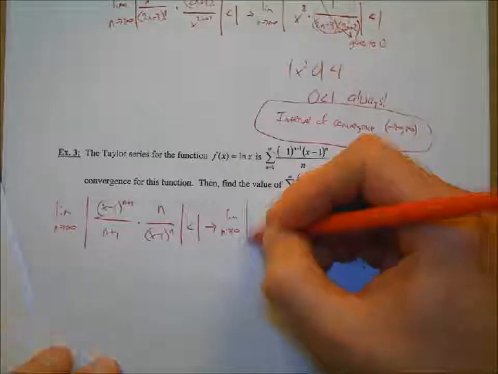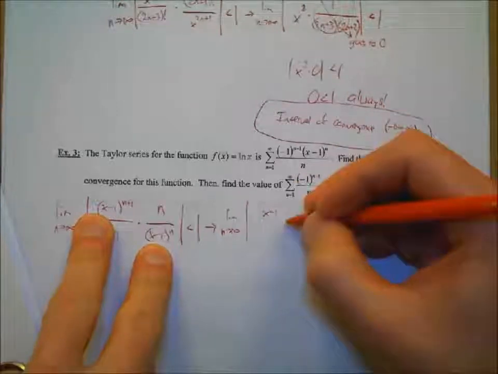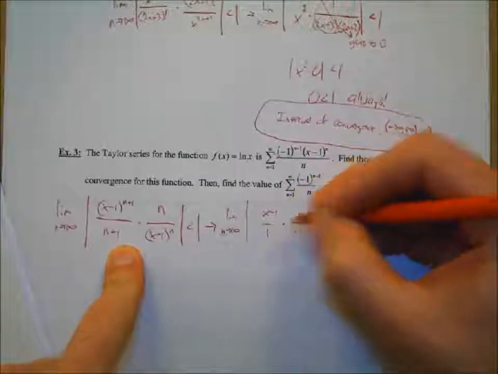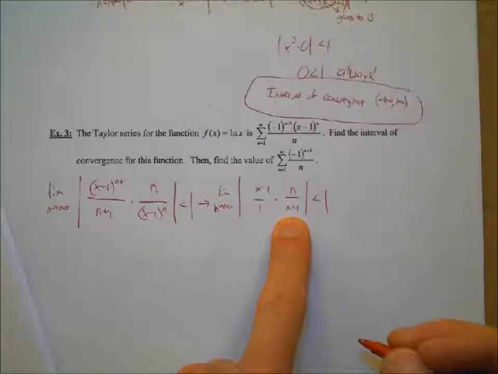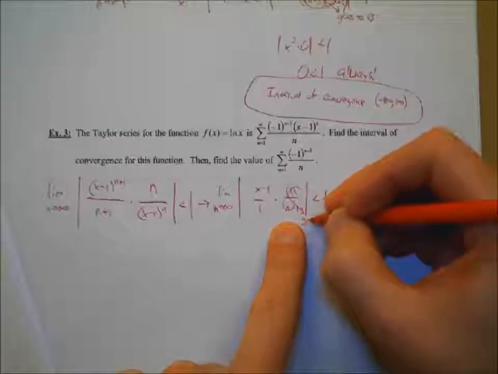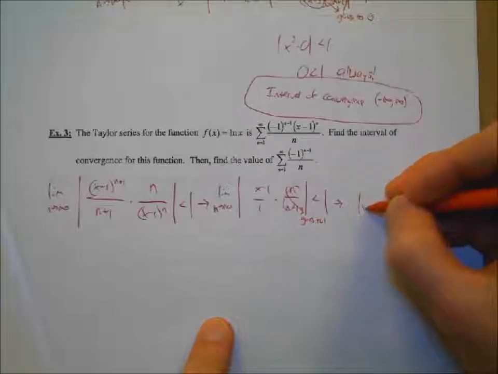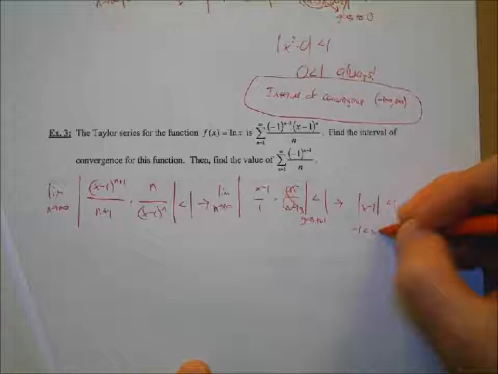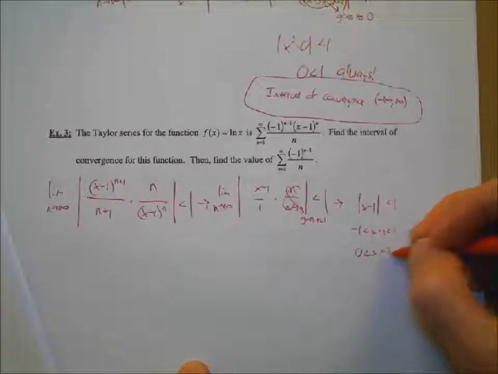Manipulating some things around here, we'll have an x minus 1 in the numerator times n over n plus 1. N over n plus 1 as n approaches infinity is going to go to what? 1. And so we end up with the absolute value of x minus 1 less than 1. So negative 1 less than x minus 1 less than 1. And so we get 0 less than x less than 2.